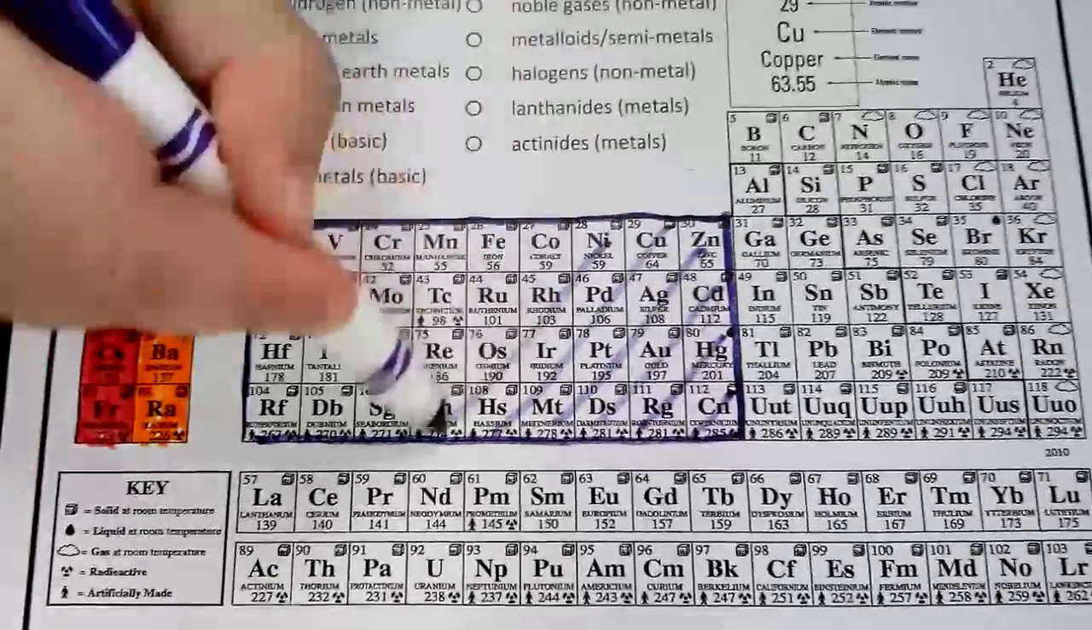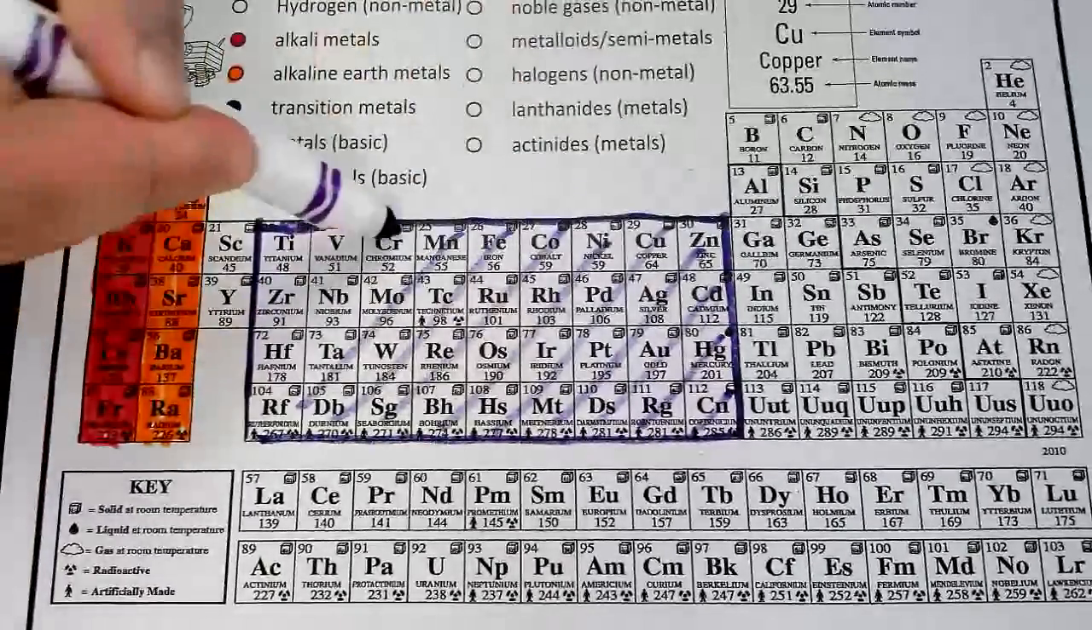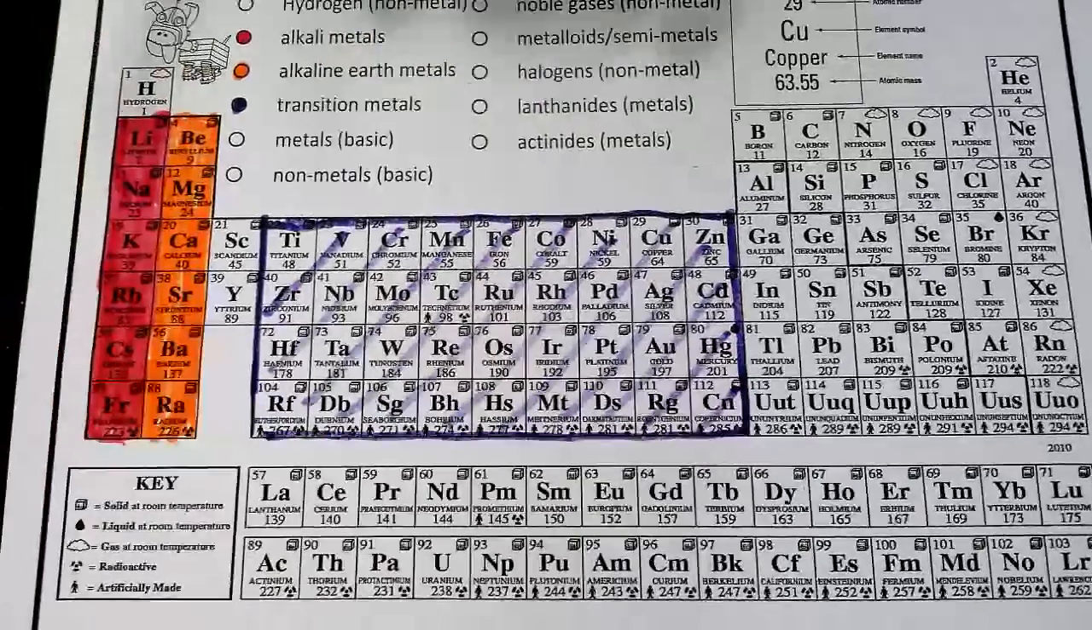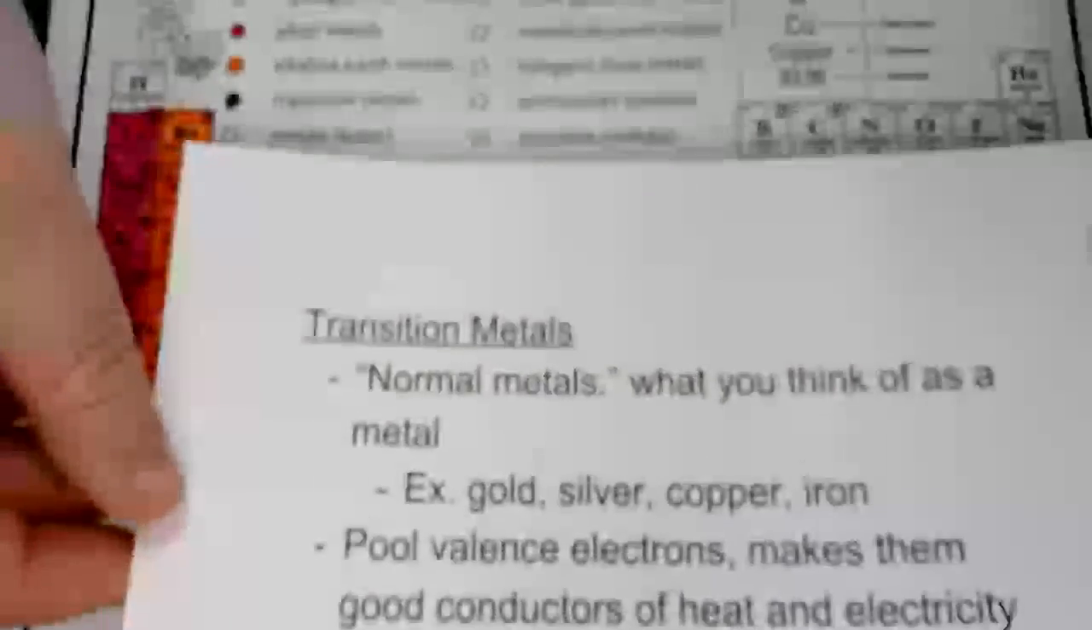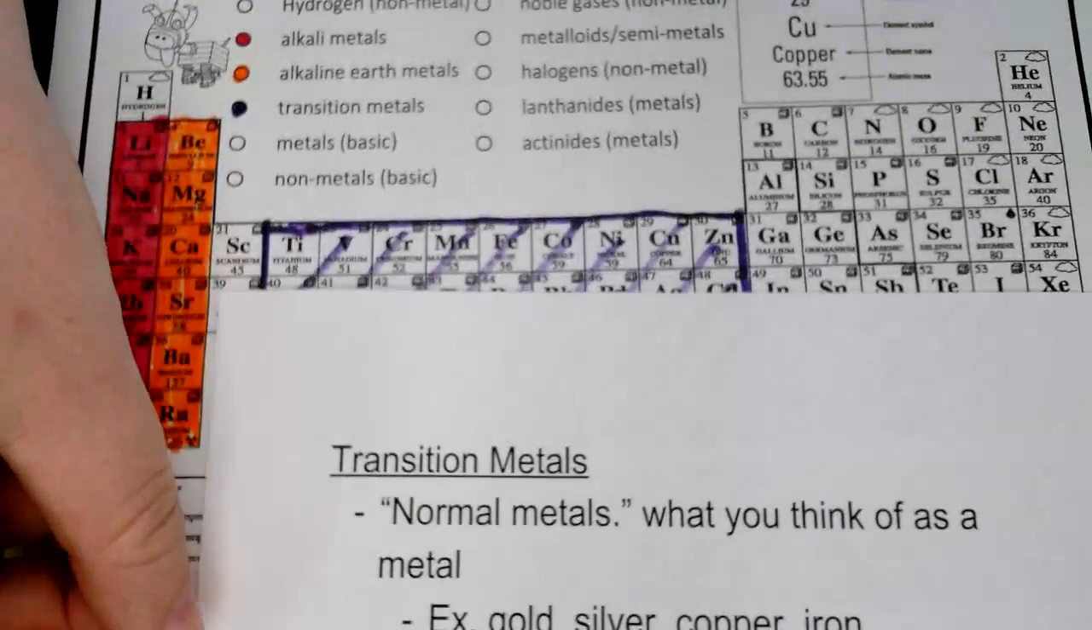My purple marker is running out, so I'm not going to color them in all the way. But you should color them in. I highly recommend, if you haven't been using colored pencil, to use colored pencil. It works better so you can see the information still. So, transition metals. We'll slide them up in a second.